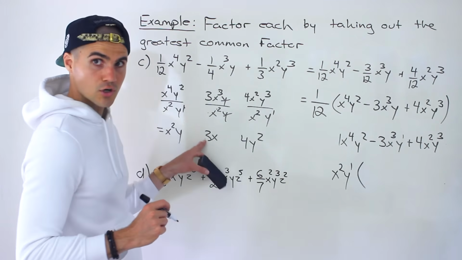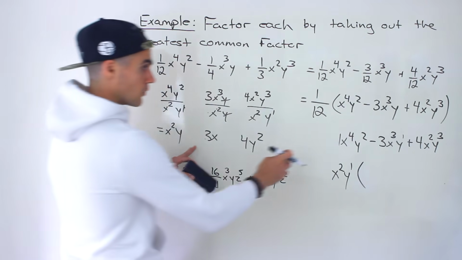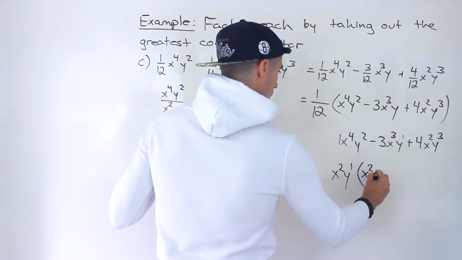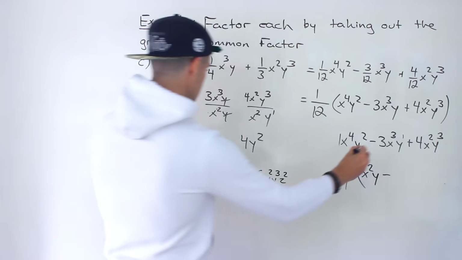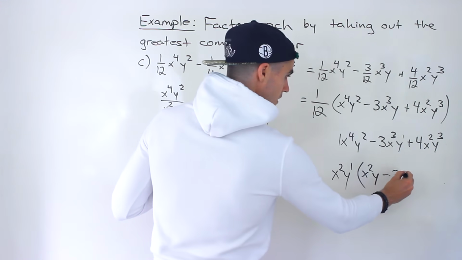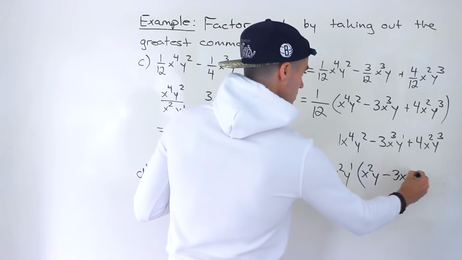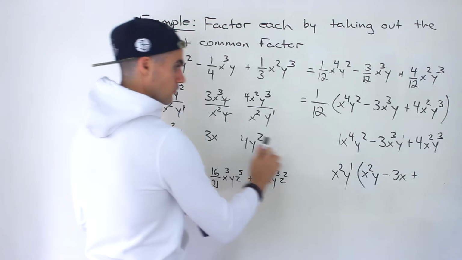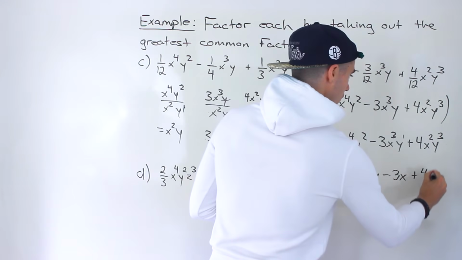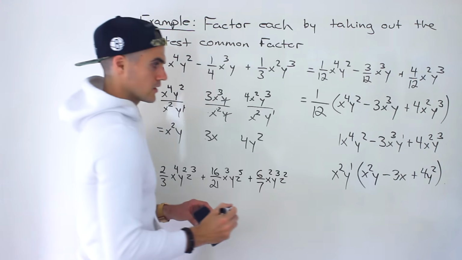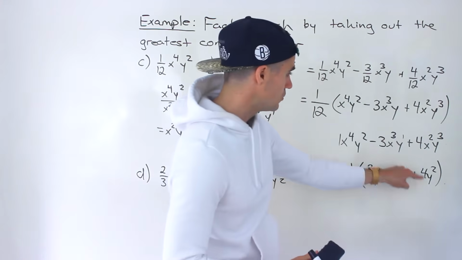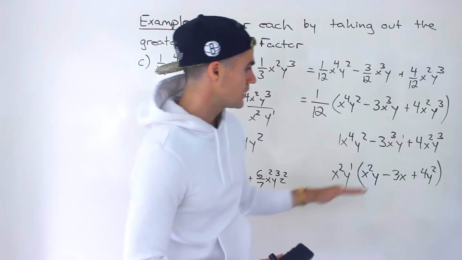So those are the terms we'd be left with, and then you just got to watch your signs here. So we'd have x squared y minus this, we're left with this, plus this. When we take out that x squared y, we're left with 4y squared, like that. And if you want to check your work at this point, you can redistribute back in the bracket. Make sure you get this over here.